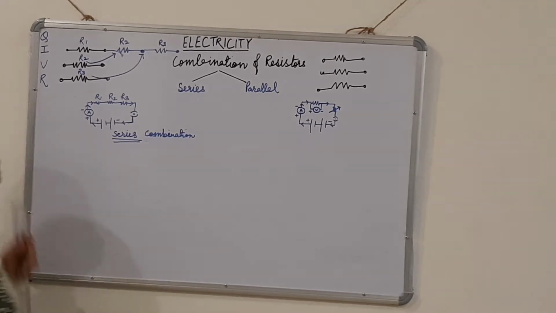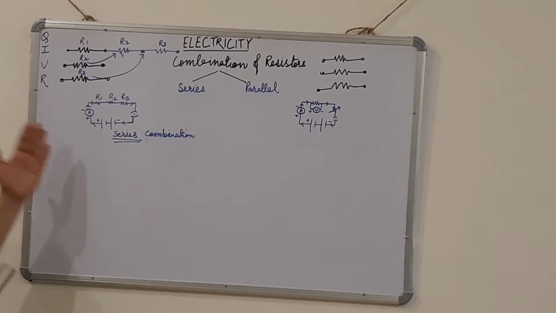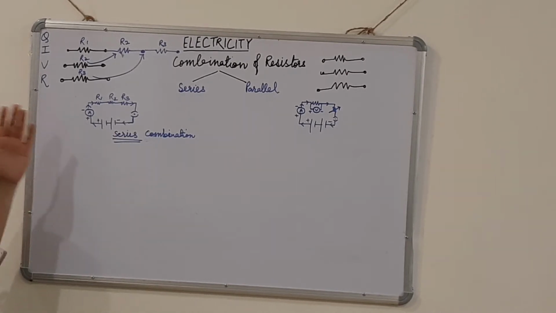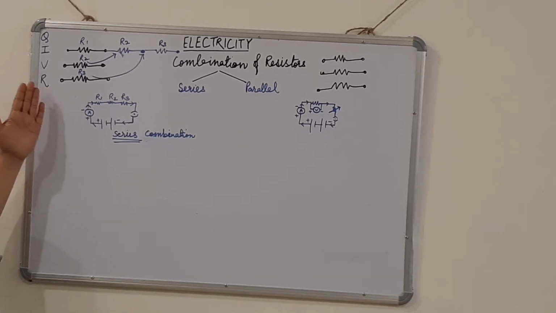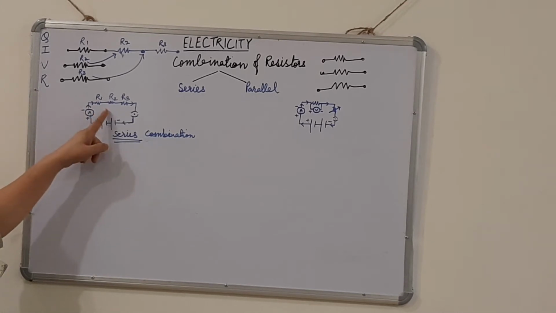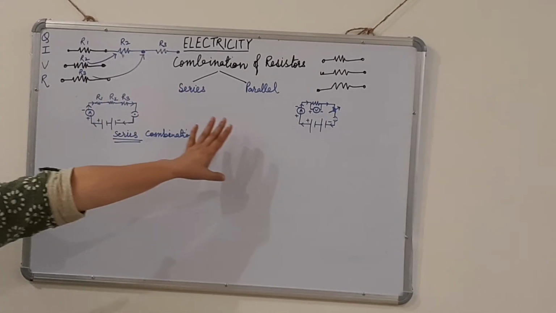Children, this is a very important derivation in the exam. These are commonly asked questions. It's a very important question. Either in the exam you will be asked to derive the resultant resistance of the series combination or the parallel combination.